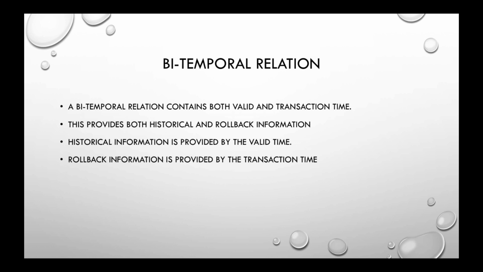Bitemporal relation. A bitemporal relation contains both valid time and transaction time. This provides both historical as well as rollback information. Historical information is provided by valid time. For example, which department did John work in in 1992? Rollback information is provided by transaction time. For example, in 1992, where did the database believe John worked?